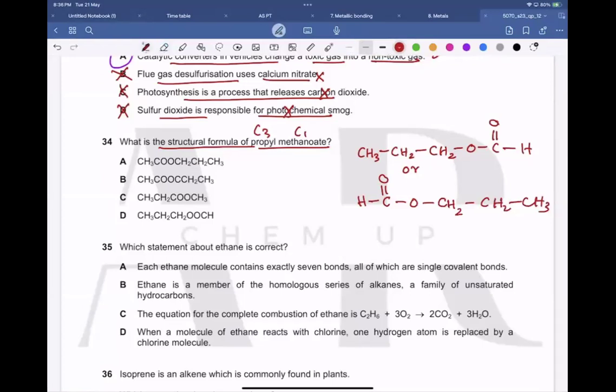So let's find which structure is this. If you see, 2 goes wrong, 2 goes wrong. And if you see, it's methyl propanoate, it's not propyl methanoate. So C goes wrong as well. See, this is the correct one. So D is the correct answer. If you see, you can relate these two. Yes, very good, Ahmad Mustafa.